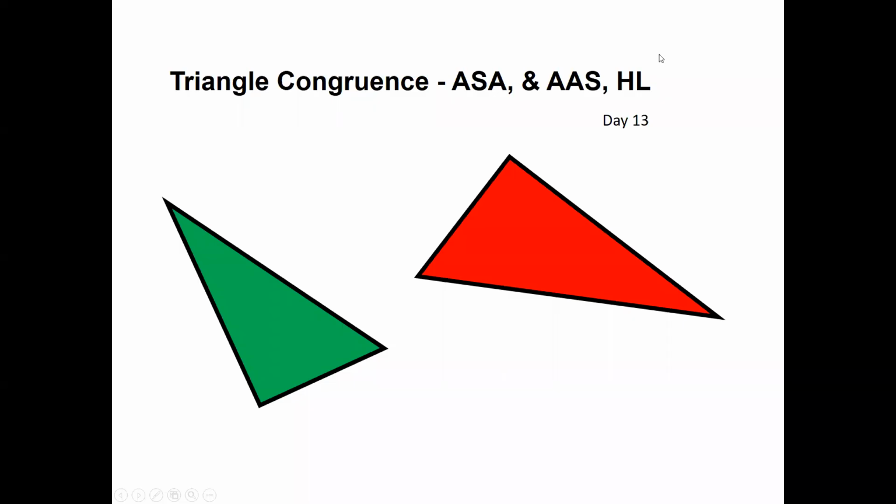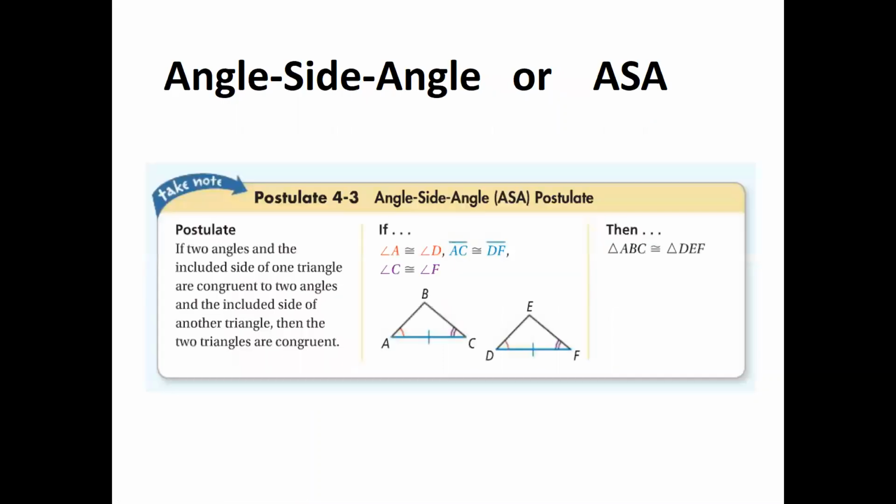All right, so we're looking at triangle congruence with ASA, AAS, and HL. So first we're going to talk about ASA. ASA is the abbreviation for angle, side, angle. Yesterday we talked about having an included angle. Today we're going to talk about an included side.